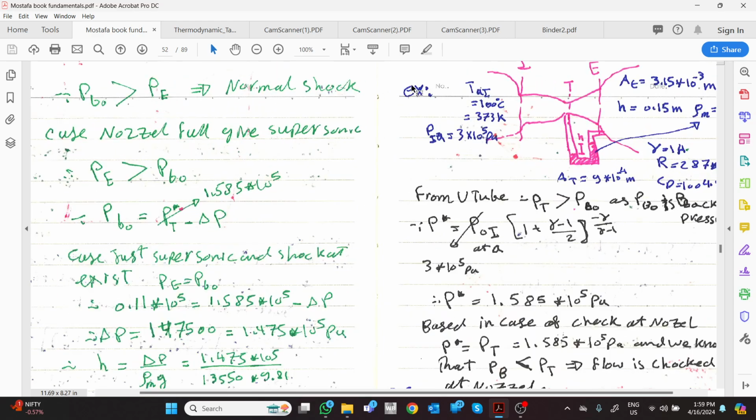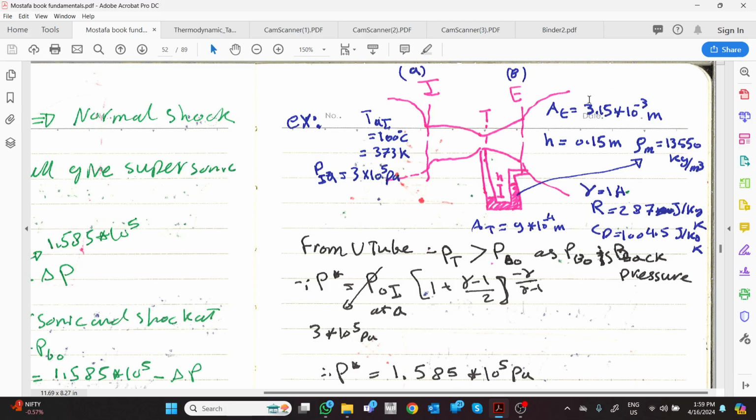Okay. Last example. We have a converging-diverging duct. T stagnation we know. P stagnation we know. Area exit we know. Area throat we know. And we provided a U-tube manometer, and this is mercury, and we found the delta H, and this is the density of the mercury, and this is the height of the mercury. So delta P can be calculated very easily, like rho g h, rho of the mercury, h of the mercury, g, equal delta P. So delta P is known, between here and here.